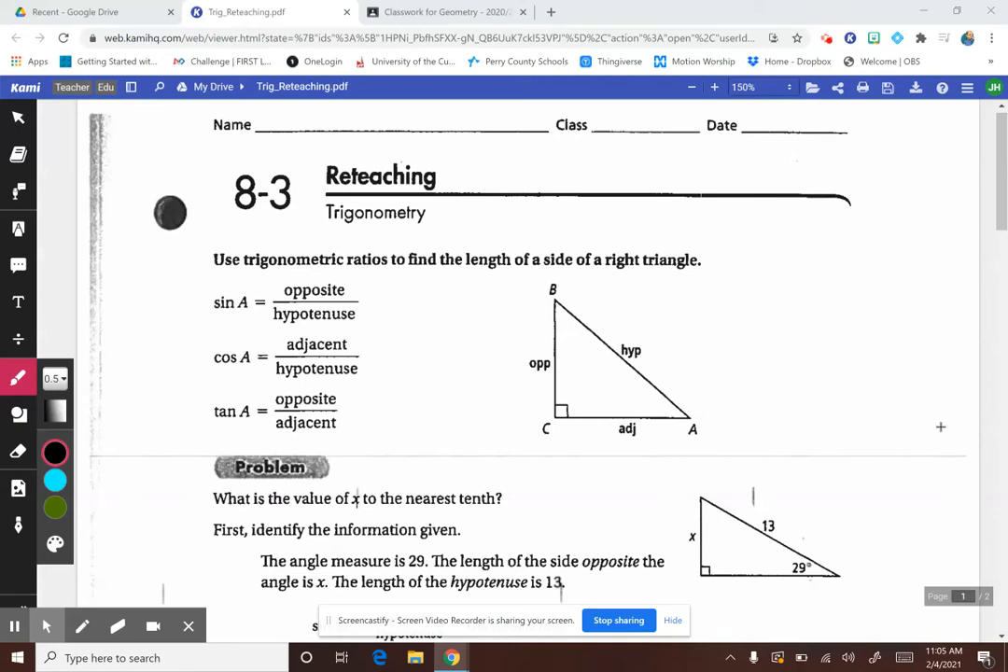All right, guys, we are going to continue talking about trigonometry. And just to do a little bit of review before we get started, we're using this reteaching sheet today. I just wanted to touch base with you a little bit about the trig functions and make sure that you understand those ratios.